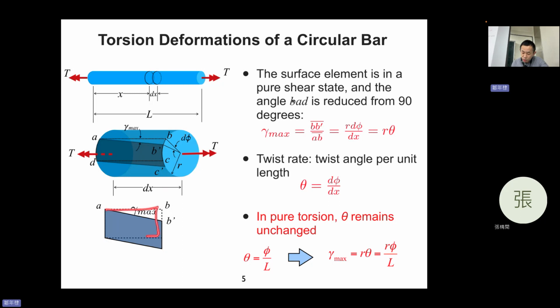So the rectangular becomes a parallelogram, the 平行四边形, okay?